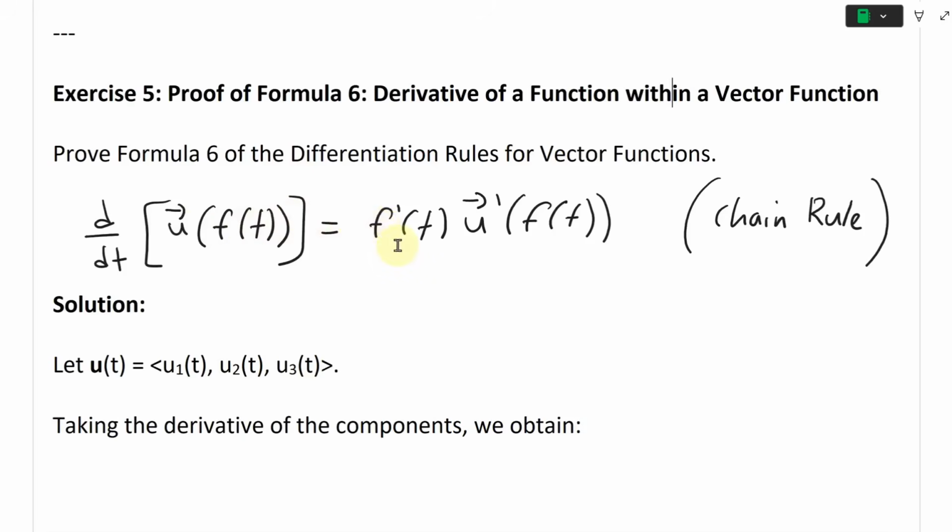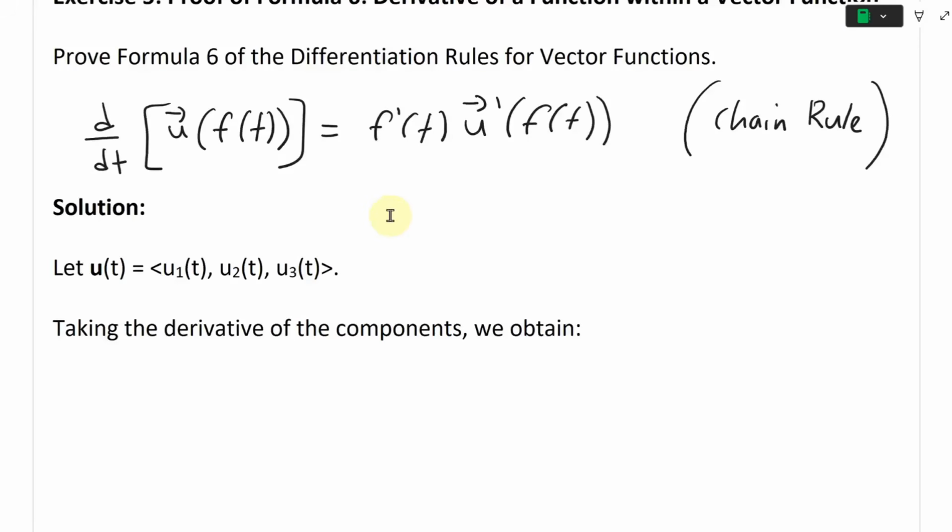When you take the derivative of it, we get u prime of f of t, and then using the chain rule, the counterpart for vector functions, we multiply by f prime of t. So let's take a look at the solution.